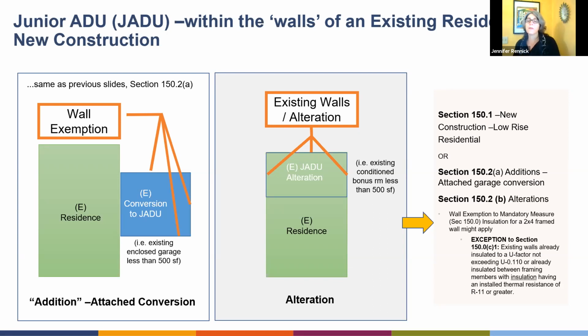If you disturb that wall and you get into the wall, then the builder has to make sure that they do put insulation back into the cavity, and that insulation level only has to comply with a mandatory minimum. So it'd be like the equivalent of an R11 in a 2x4 wall.